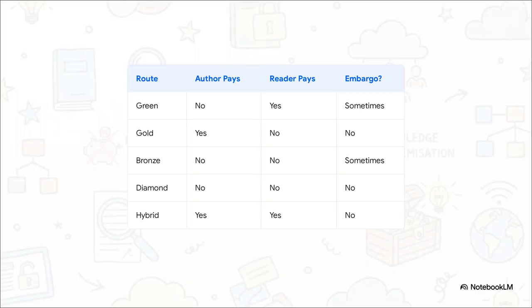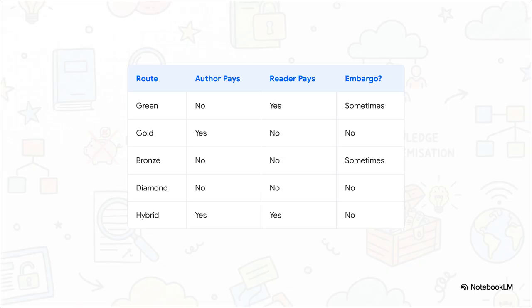Okay, to wrap up this explainer, let's summarize the entire color wheel. With green, authors don't pay. Readers pay for the journal subscription, and yes, you might face an embargo. Gold, you pay the APC, the reader pays nothing, and there is zero embargo. Bronze, no one pays to publish or read, but embargoes can sneak up on you, and you have absolutely no reuse rights. Diamond, the holy grail, right? No one pays, no embargoes.